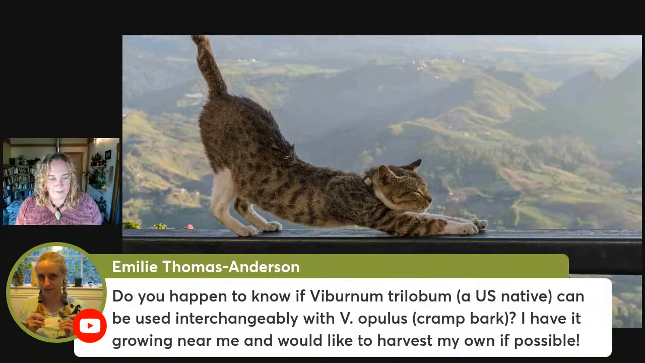Herb question from Emily. Do you happen to know if Viburnum trilobum, a U.S. native, can be used interchangeably with Viburnum opulus, cramp bark? I have it growing near me and would like to harvest my own if possible. Yeah, that would be great. But I have no idea. I just don't know that particular species. I wouldn't be surprised, but I don't know.